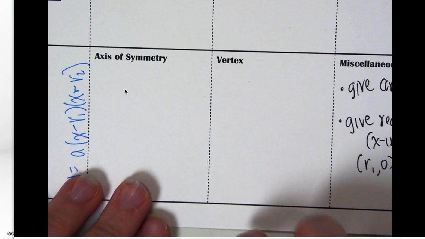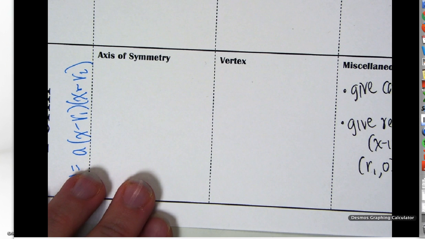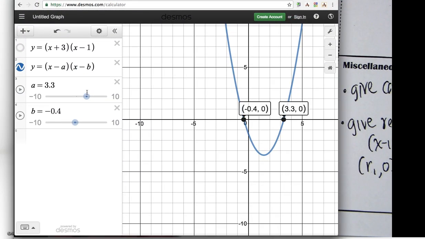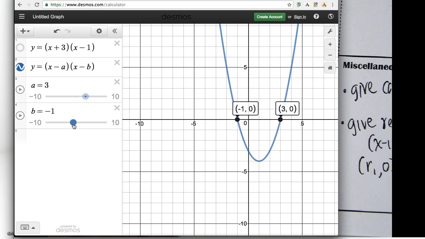Okay, axis of symmetry. Let's go back for a second and see what's going on here. I'm going to make these a little bit nicer values, maybe 3 and negative 1, and let's identify where the axis of symmetry falls. In this case, the axis of symmetry is at x equals 1.